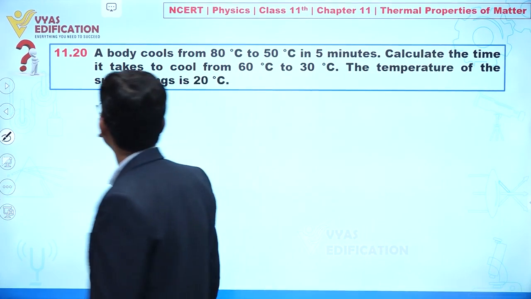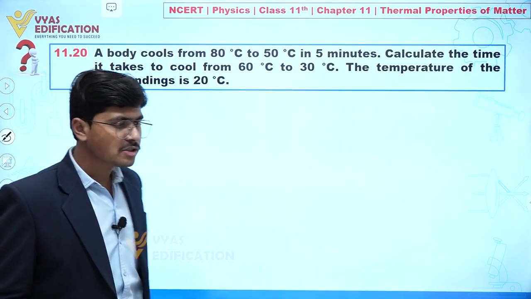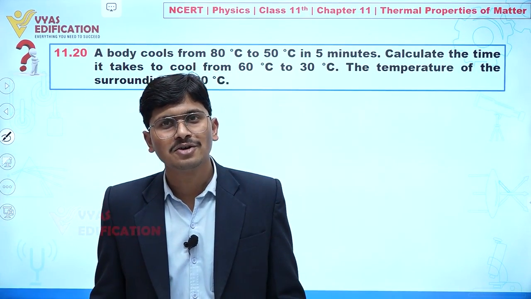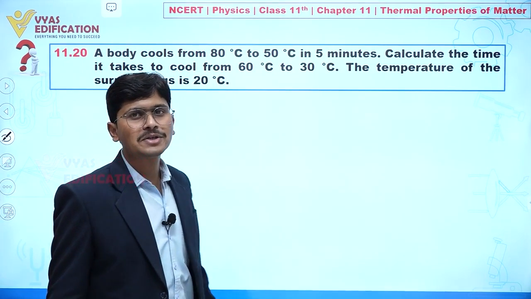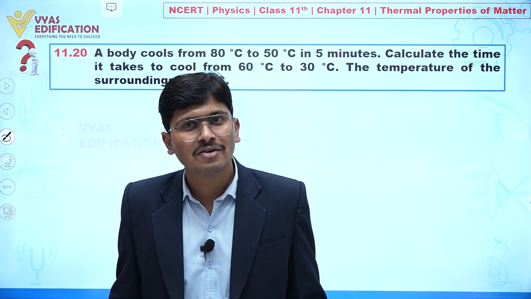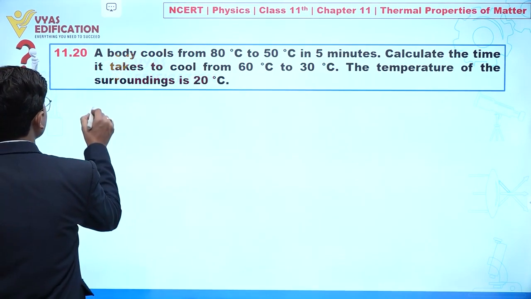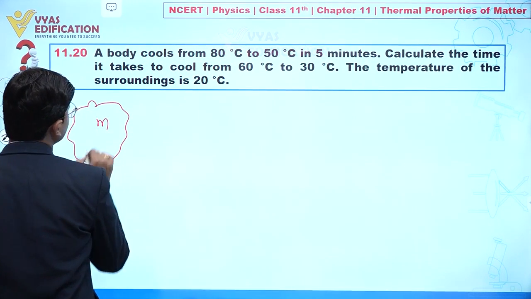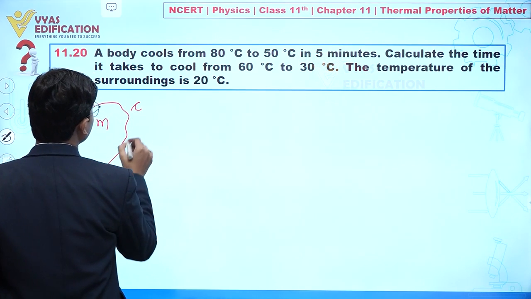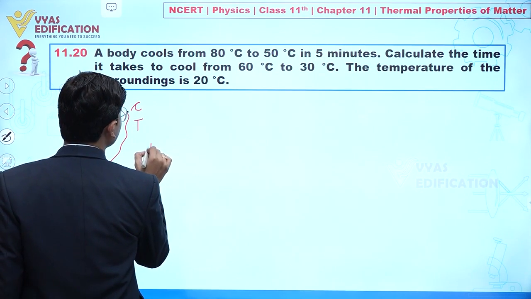Clear? So from here you can see what Newton's law of cooling is. Newton's law of cooling says the rate of heat loss by a body is directly proportional to the temperature difference between the body and the surrounding, provided that the difference is small. Clear? So let us try to understand. Let's suppose we have this body. Clear? The mass of this body is m, specific heat is C, and let's suppose the temperature is T. Let's suppose the surrounding temperature is T naught.